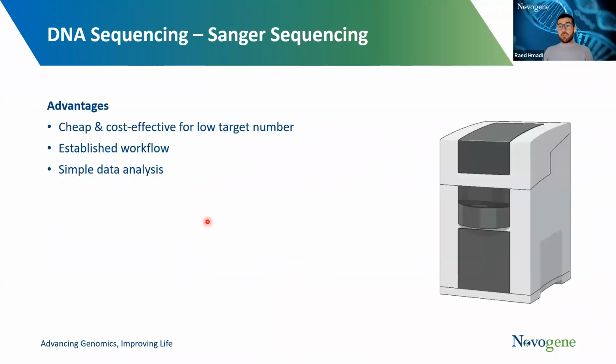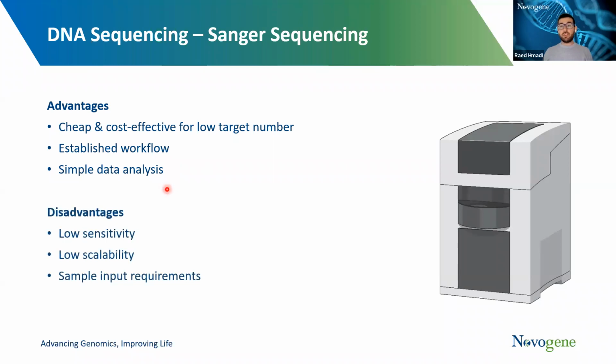One of the main advantages of performing DNA sequencing with Sanger is expenses. It is considered cheap and cost-effective for a low target number. Additionally, it has very well-established workflows and pretty simple data analysis pipelines. However, sequencing with Sanger can have some disadvantages, including low sensitivity and scalability, and more importantly, limitations in terms of sample input requirements.